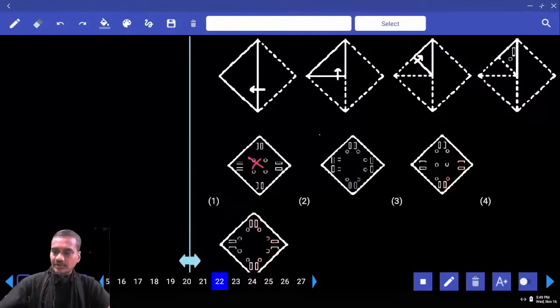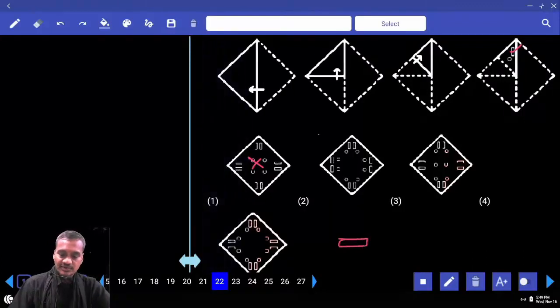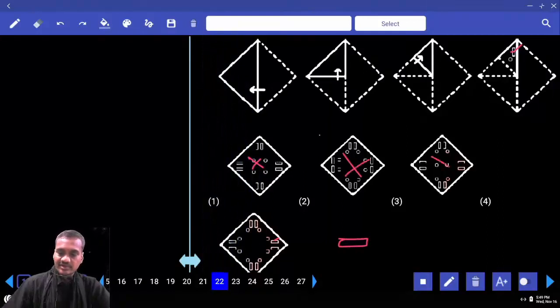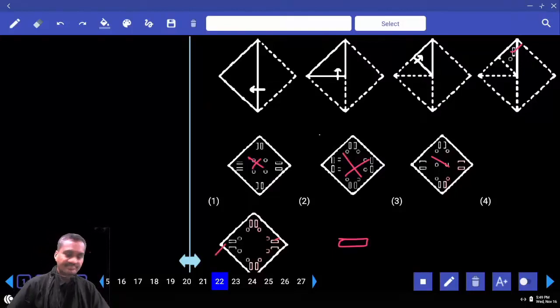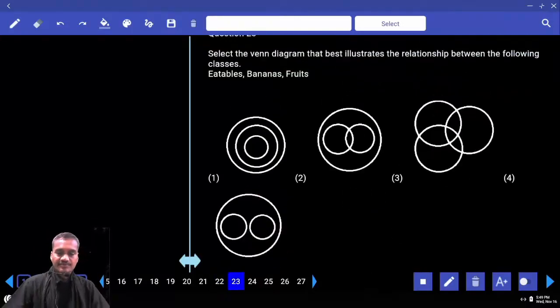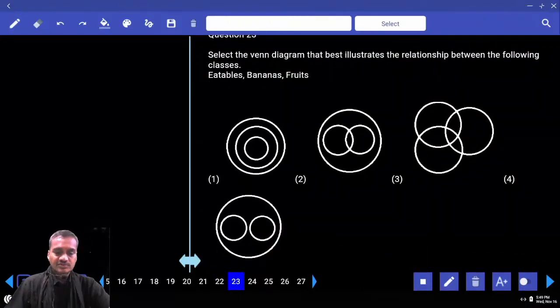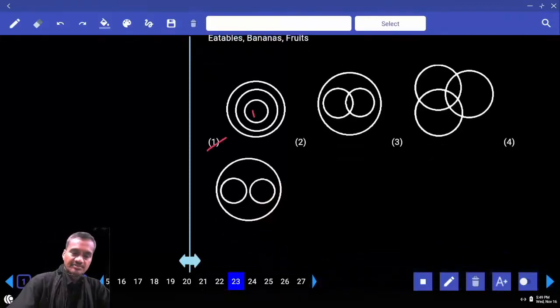Now choice 2. If you observe this one here, in which direction will this rectangle be? The rectangle will be parallel to this one, like this. And this is vertical. Hence what is your answer here? Choice 4 is the answer. Right? 22nd. Then 23. Eatables, bananas and fruits. All fruits are eatables and all bananas are eatables. All bananas are eatables and all these fruits are eatables. Hence what is your answer? Choice 1. These are the bananas which are fruits, and these are eatables.